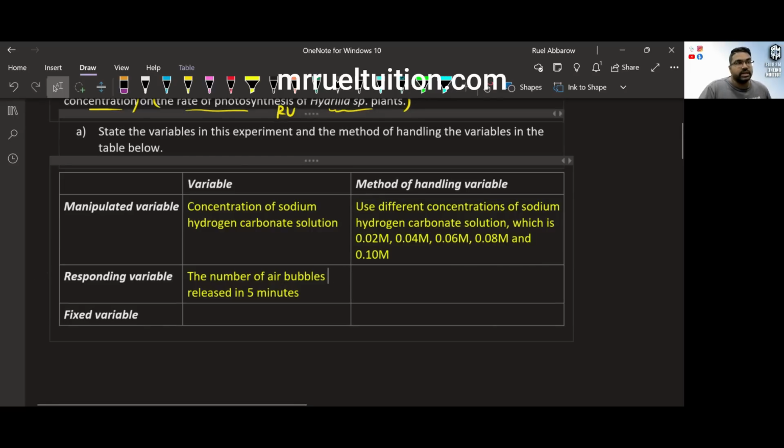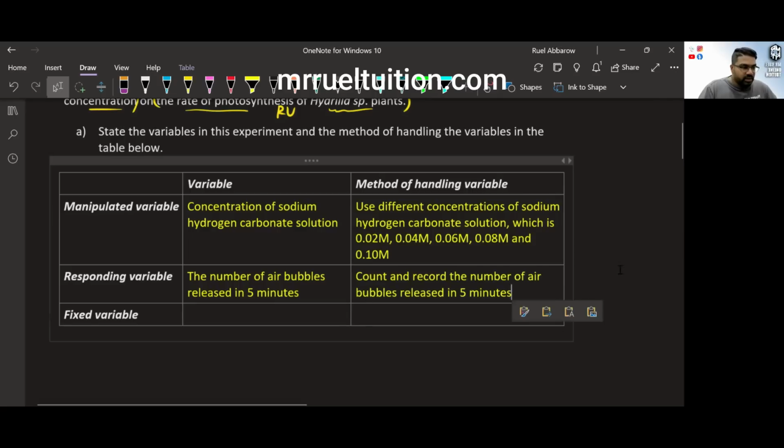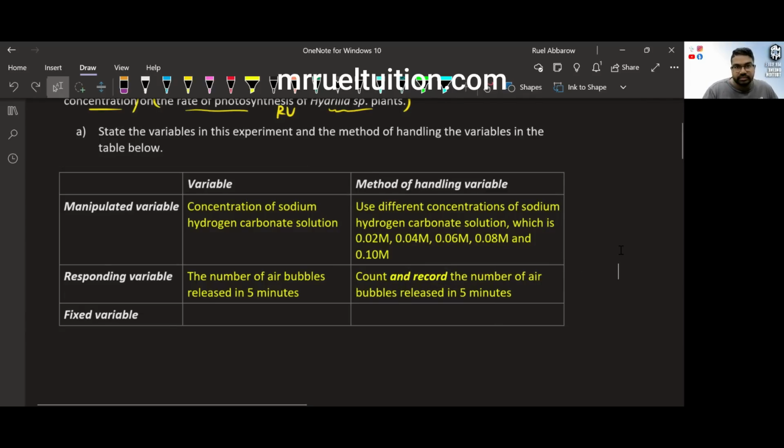So that's exactly what we're going to write here. So with RV, make sure you add and record. Count and record number of air bubbles in 5 minutes. Okay, so that's how we handle the responding variable. Now, what about the fixed variable?